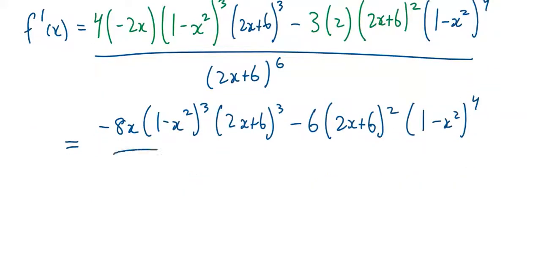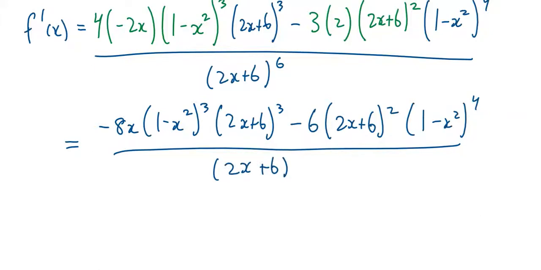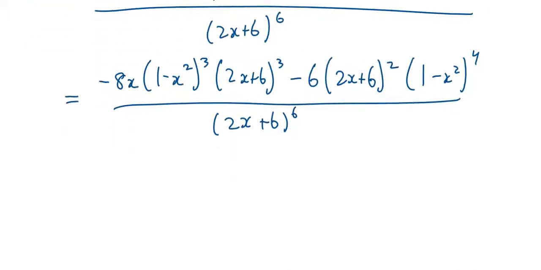And don't forget to square the bottom, so it should all be over 2x plus 6 to the 6. Now we're going to common factor on top. Hopefully you've already started doing that. I'm going to pull out a negative 2 because I think it just makes things look nicer in this case.